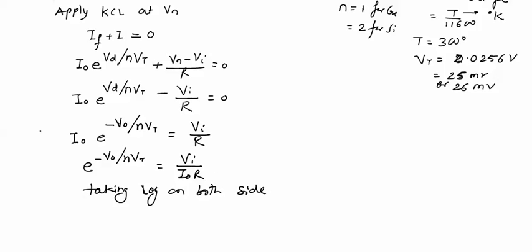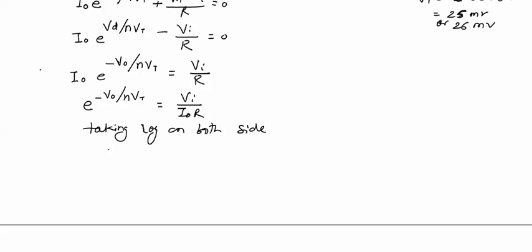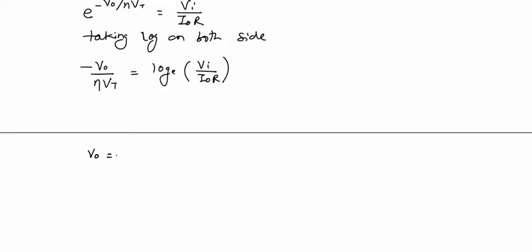we know that this exponential term itself is an antilog. So after taking log, this term will be minus V naught upon eta into Vt, which will be equal to log to the base e of Vi upon I naught into R. And now the final expression of the output will be equal to minus eta into Vt log to the base e of Vi upon I naught into R. So now we can say that V naught depends on the log of the input voltage, so it is a logarithmic amplifier.